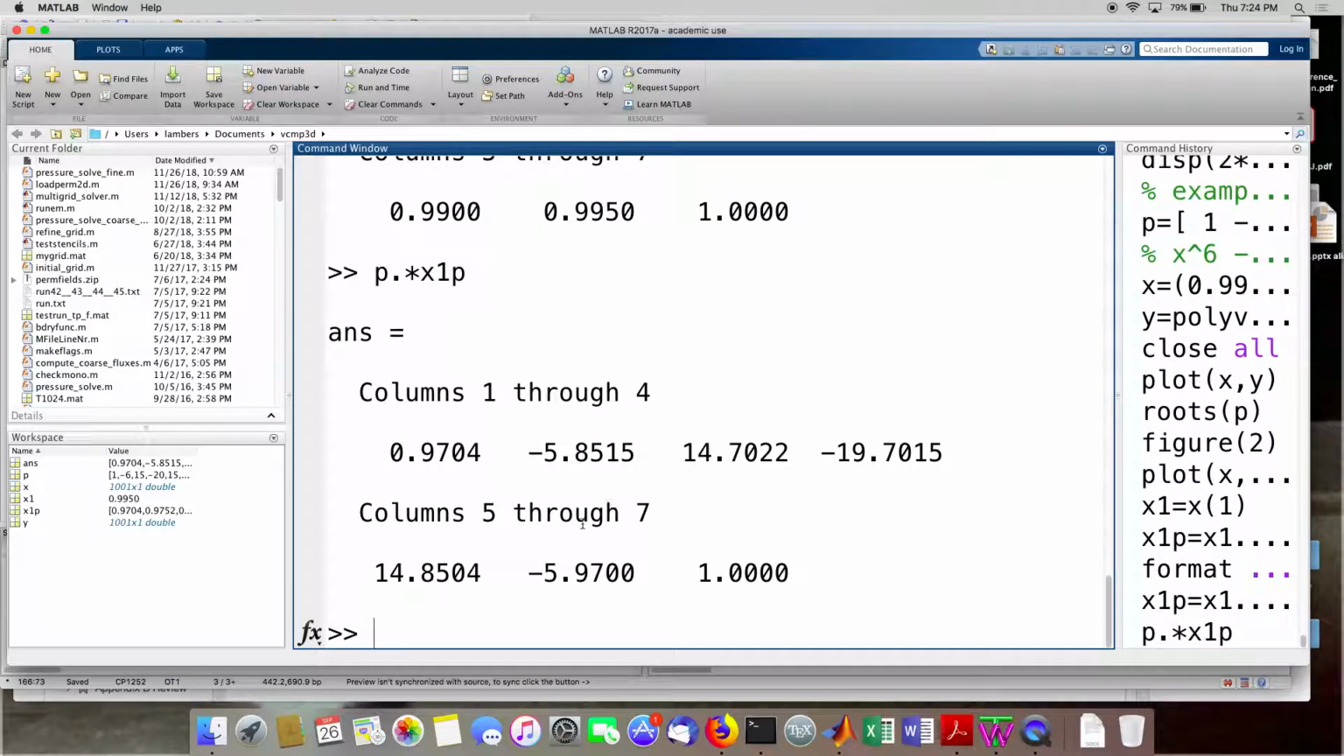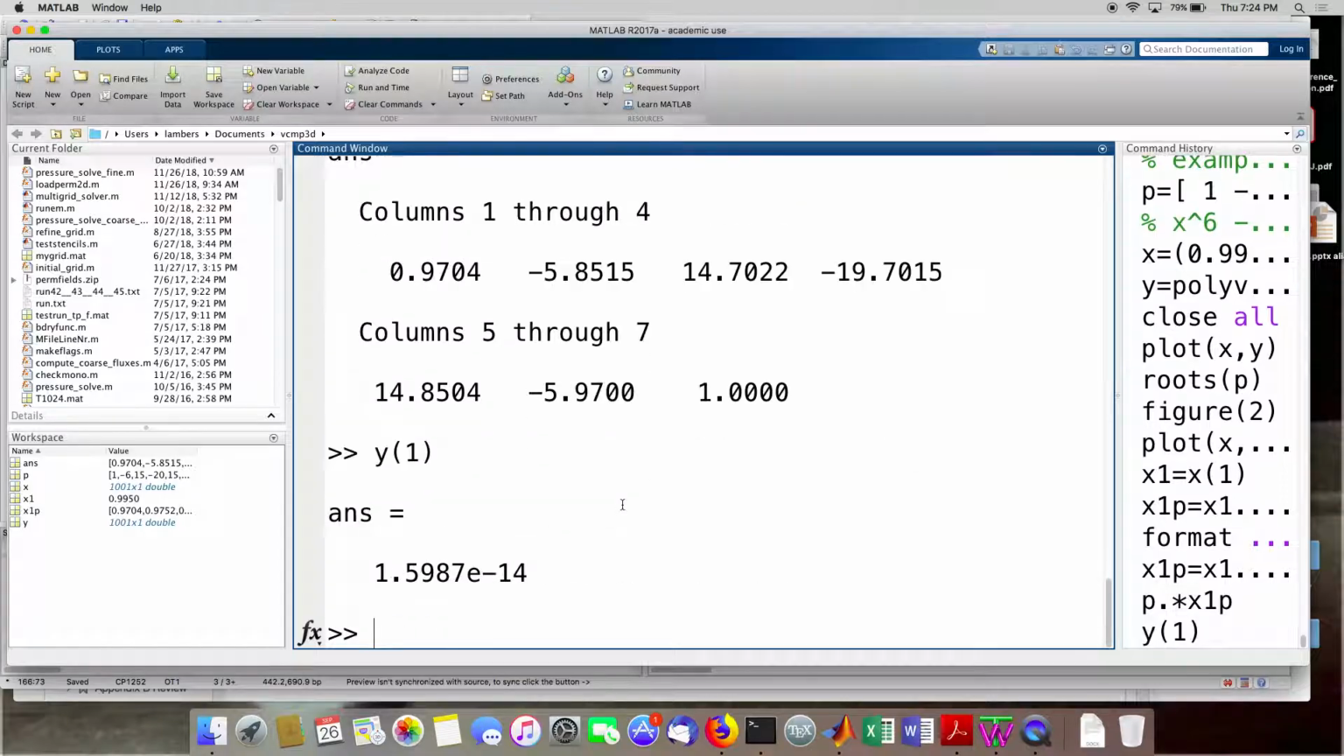And these are the numbers that I get. So in other words, when plugging this x value, 0.995, into the polynomial, these are the individual terms that I now have to add up to get the final result. Now, let's look at the y value. The y value I'm supposed to get is on the order of 10 to the minus 14. We saw that in the graph.